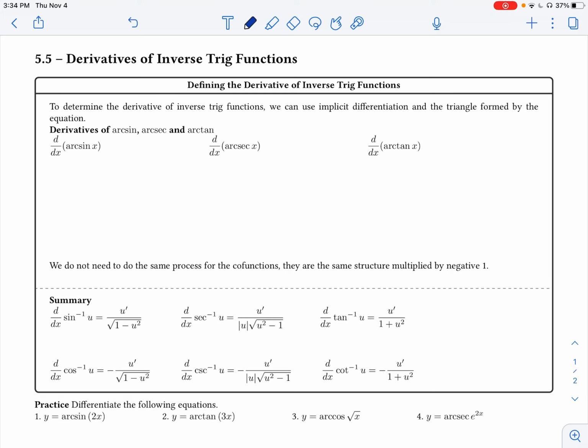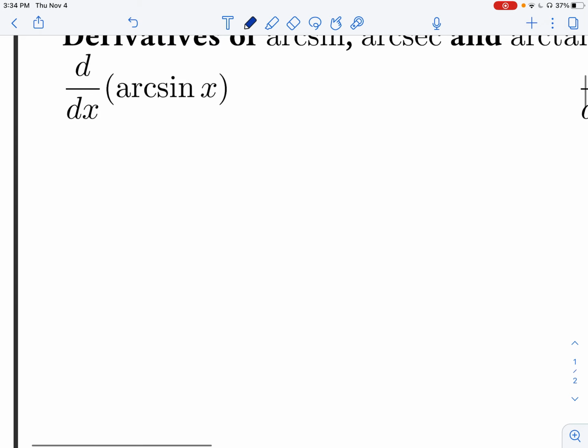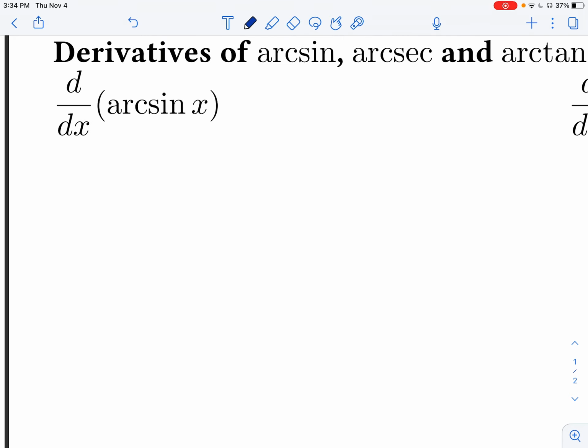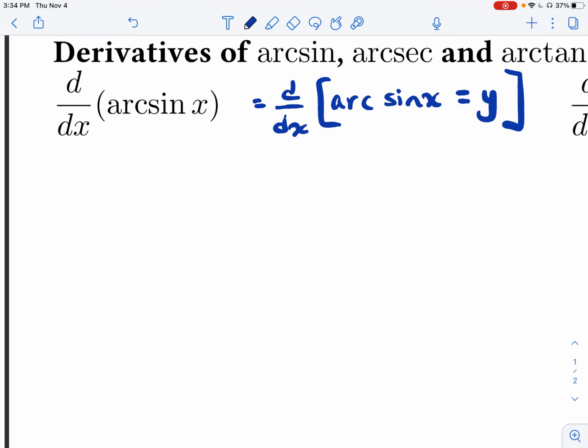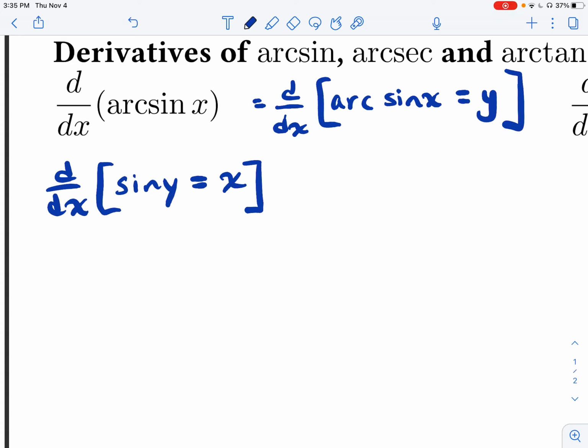So let's start by looking at the first inverse derivative that we're going to find. We're going to find the derivative of the arc sine of x. Make sure we understand what this is saying. This is equivalent to saying the arc sine of x is equal to some angle y. So this is equivalent to the sine of some angle y being equal to x. We're saying that finding the derivative of the arc sine of x is equivalent to finding the derivative of sine of y equal to x.